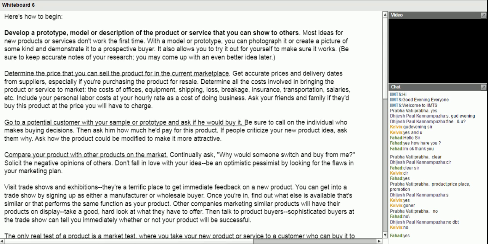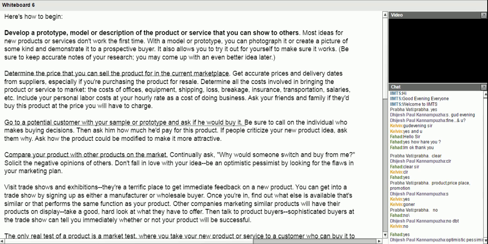Next step. Trade fairs. Very good place to display your products or services.